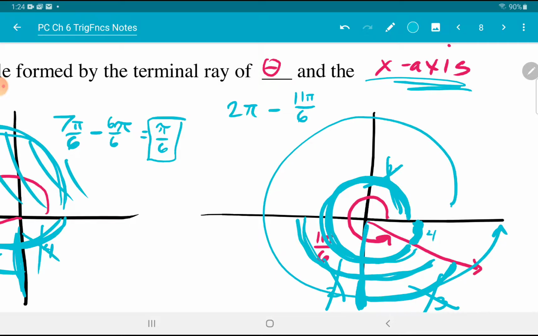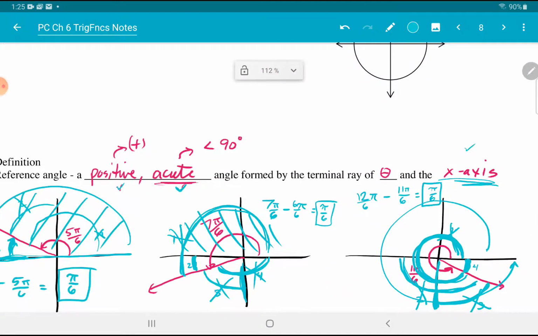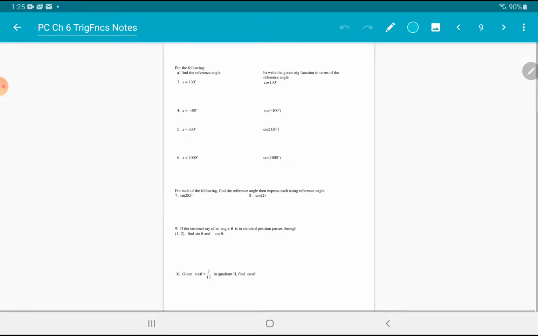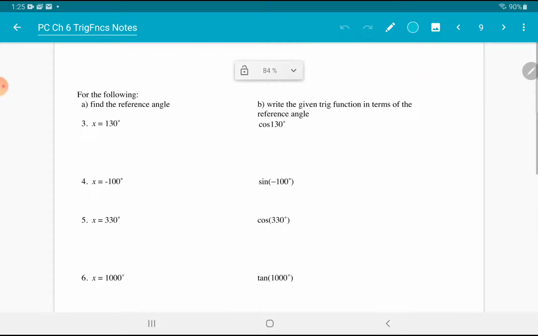2 pi is the equivalent to 12 pi over 6. Look at that fancy work there, huh? 12 pi over 6 minus 11 pi over 6 gives us a reference angle of pi over 6. Again, we have a reference angle of pi over 6. And that's our angle 4 that we see there. So that's reference angles. Let's take a look at an example of applying the reference angles to doing a problem.